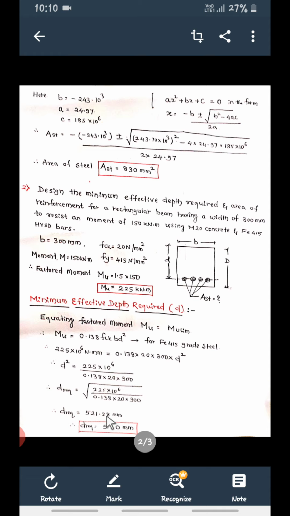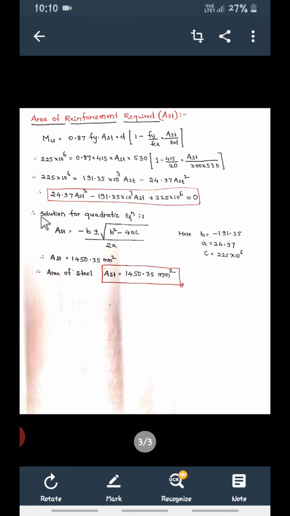So always this will be rounded off to the next higher value. Depth cannot be in decimal points. So this should be rounded off to the next higher value. I am going to write it as effective depth required equal to 530 mm, next higher value. So this is the first step. The minimum depth for this beam will be 530 mm.